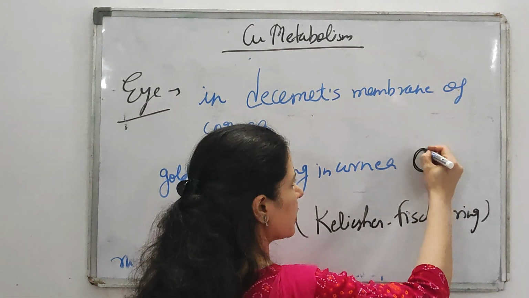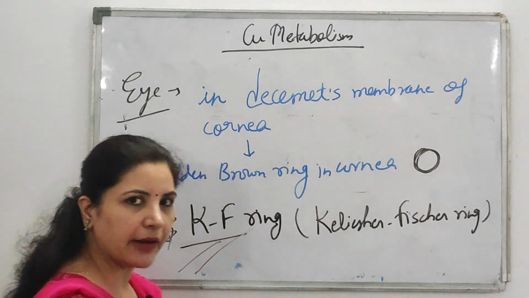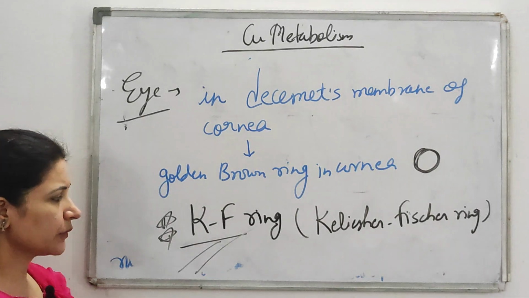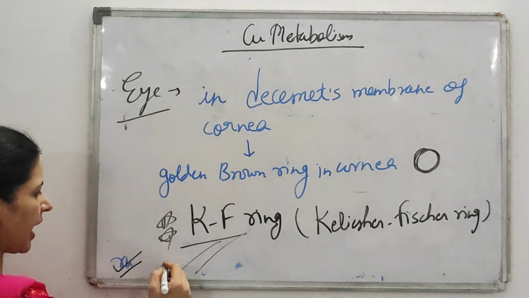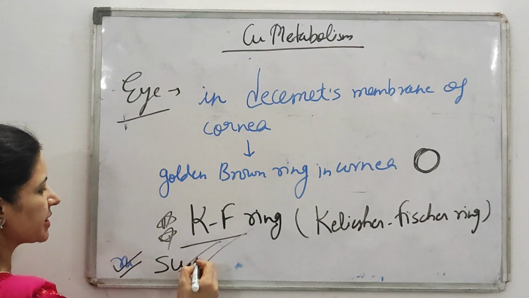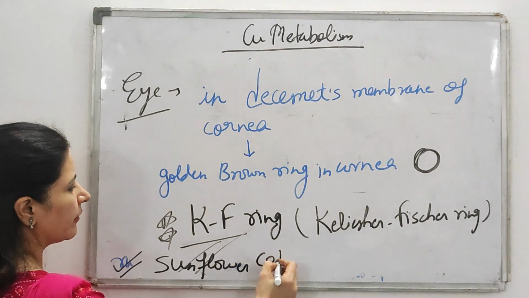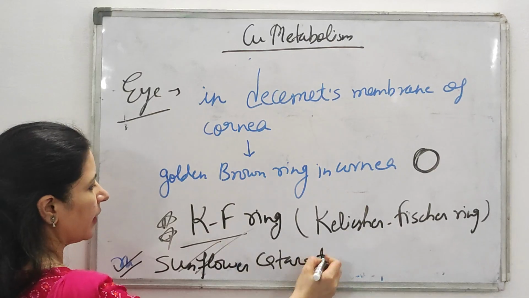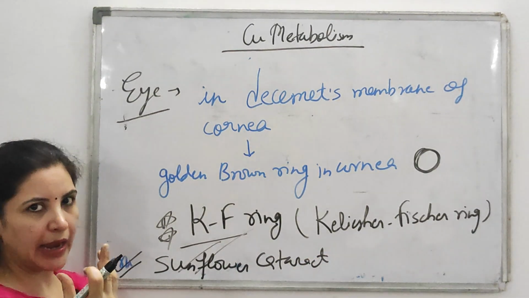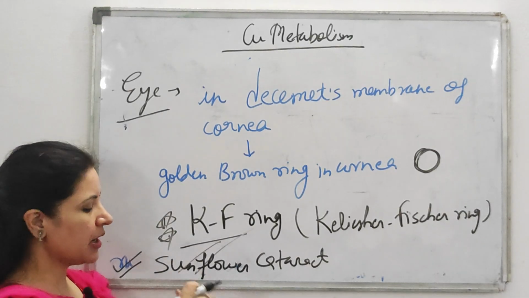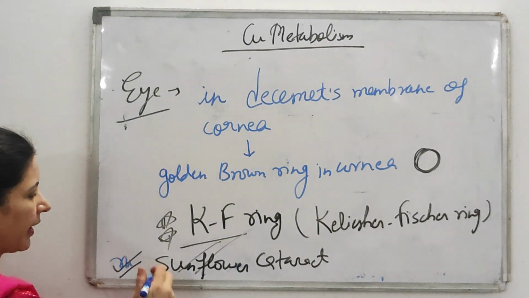In the cornea there is a golden brown ring, and that ring is known as the KF ring or Kayser-Fleischer ring. What other feature is found in the eye in Wilson disease? There is a sunflower cataract. The lens of the eye becomes opaque. And what kind of cataract is there? You remember, sunflower cataract.